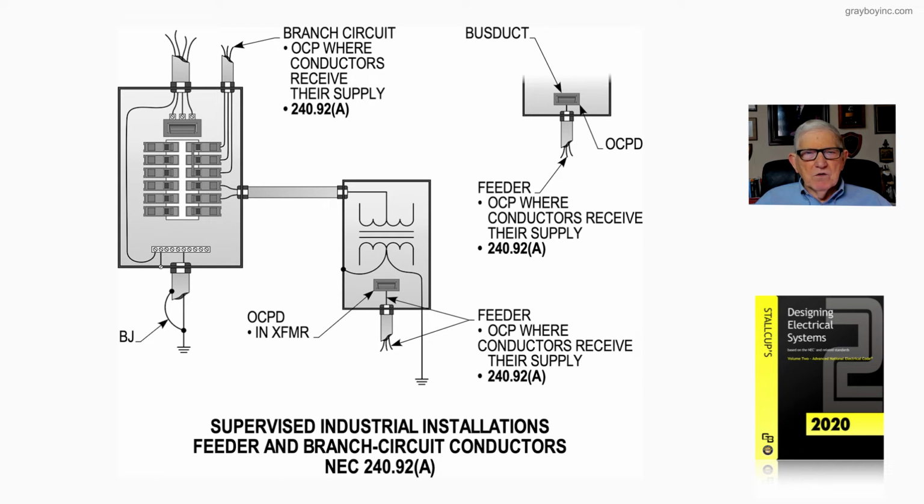Bus duct or feeders, we have an overcurrent device protecting those conductors. So we're protecting these conductors from short circuits and ground faults. In some cases, the arrangement could even be protection from overloads. And that's basically what this illustration 20-40 is illustrating, that the point where a conductor receives its source of supply, you need overcurrent protection there.